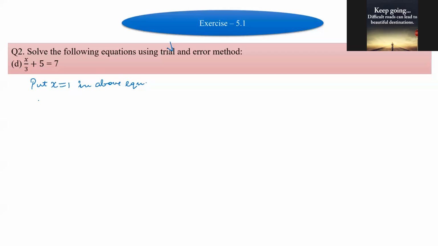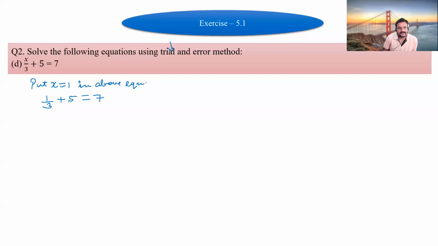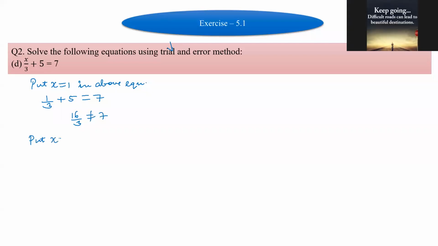Sir, so we'll put 1. 1 by 3 plus 5 is not equal to 7. Cross multiply, here it will come 16 upon 3. It is not equal to 7. Okay, next. Sir, the screen is not visible.